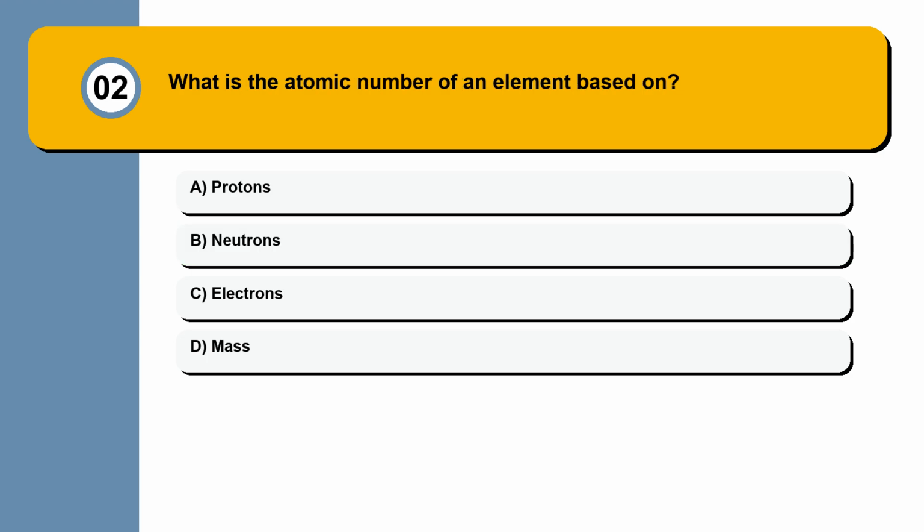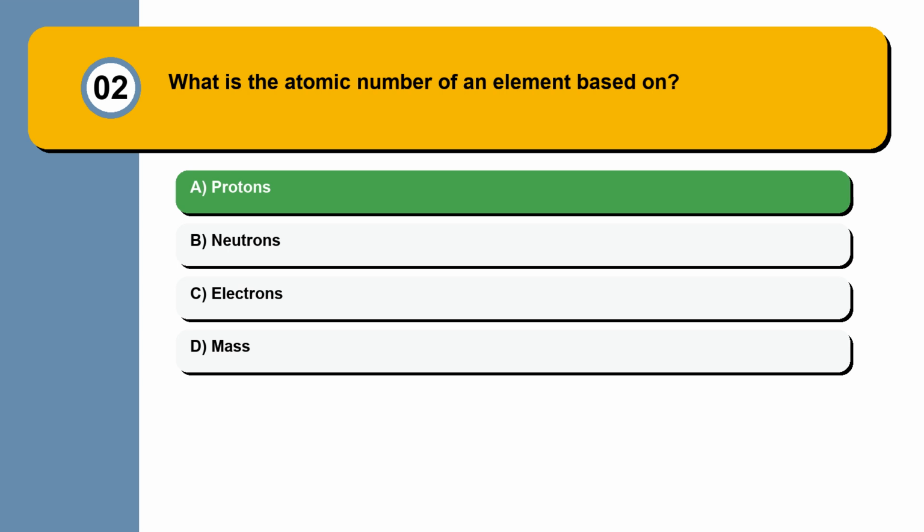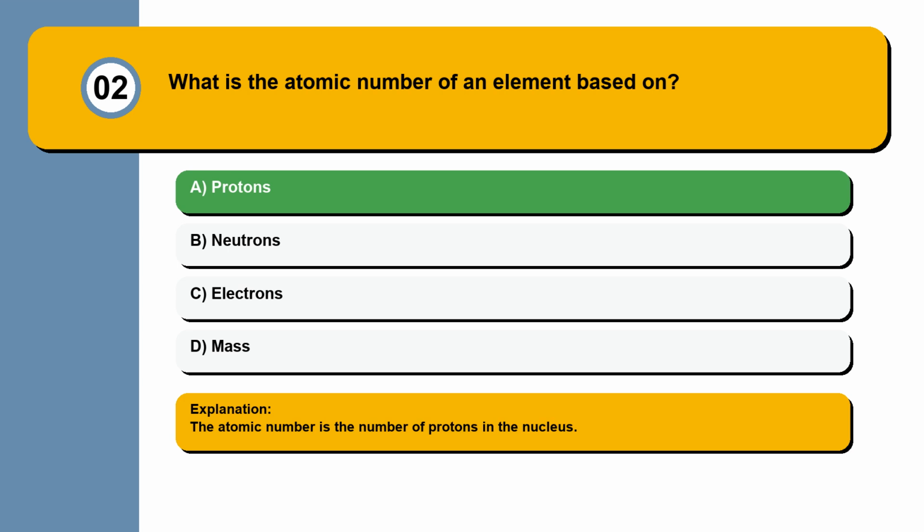Question 2. What is the atomic number of an element based on: protons, neutrons, electrons, mass? The atomic number is the number of protons in the nucleus.